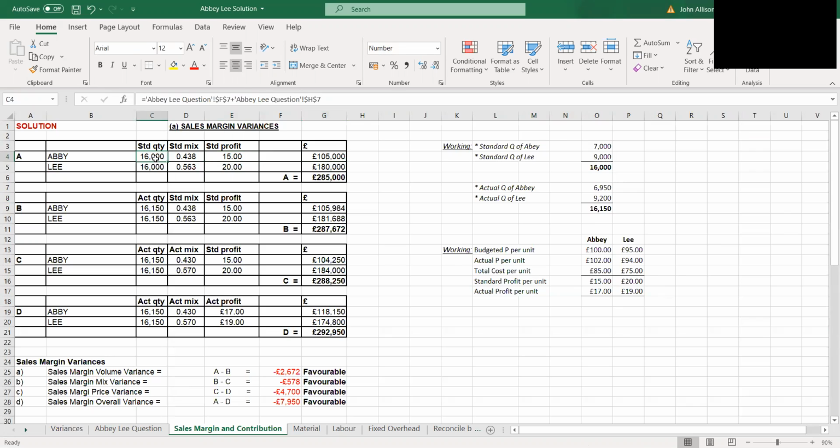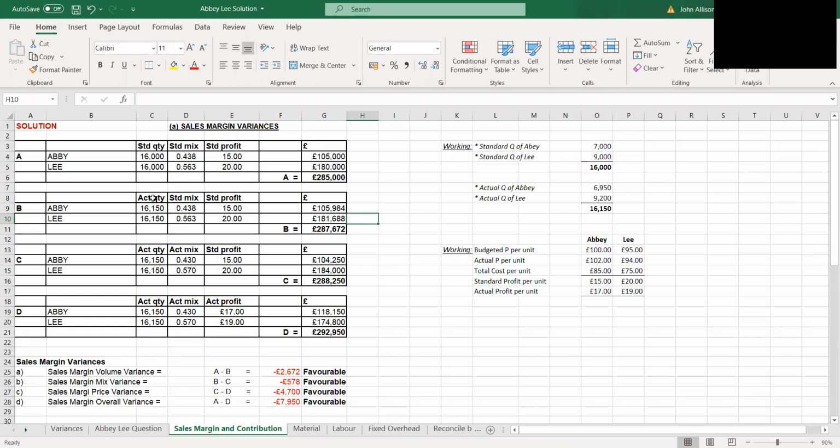Then we do the standard quantity times the standard mix times the standard profit. We multiply these three together to get the value of A for Abbey. We multiply these together to get the value of A for Lee. We then add together the total value for Abbey and the total value for Lee, and that gives us A, which is £285,000.